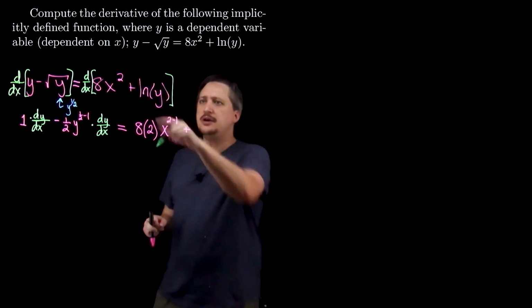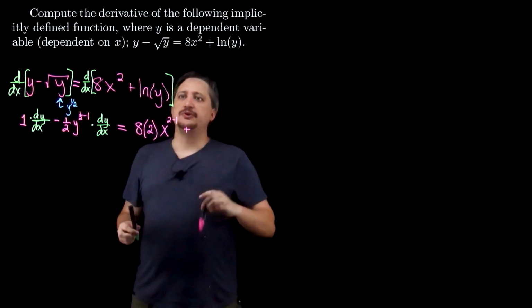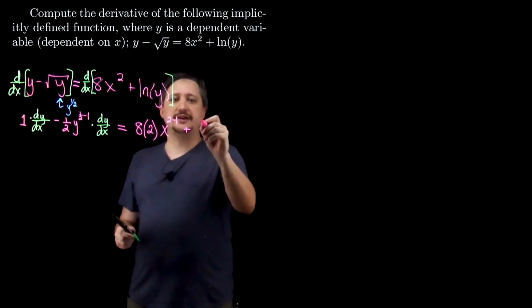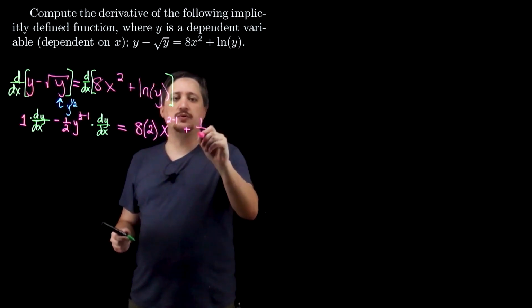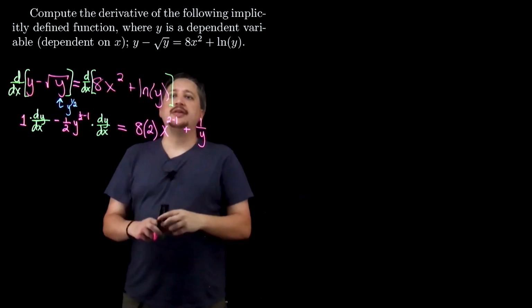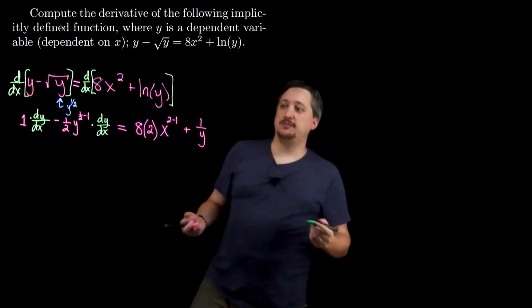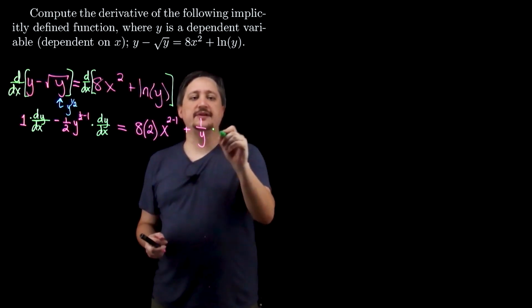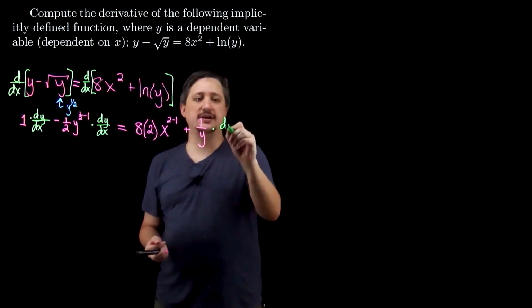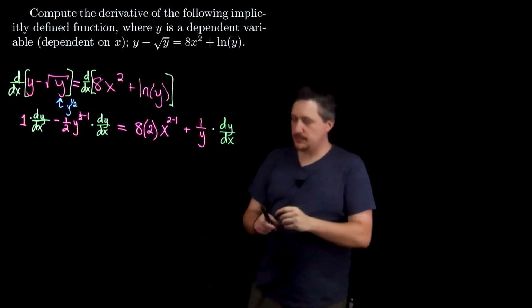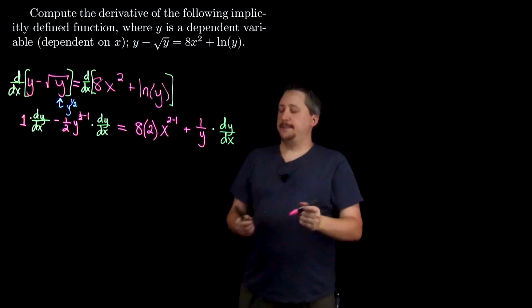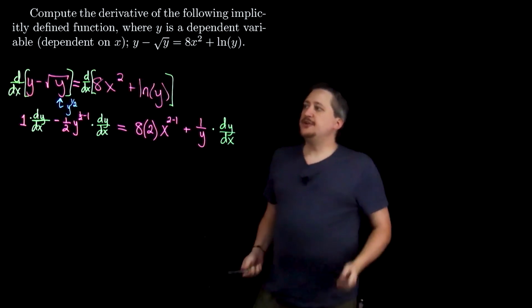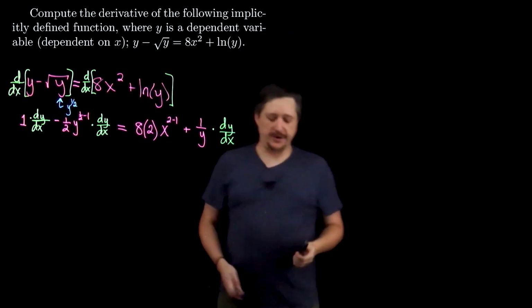Anyway, I treat this as an x. In particular, if it were natural log of x, I'd get 1 over the thing, so it's 1 over y. But because it's not an x, I have to multiply by the derivative of the inside, which again, since it's just y, gets me dy/dx. Okay? All right, so I've taken my derivative. My derivative step is done.